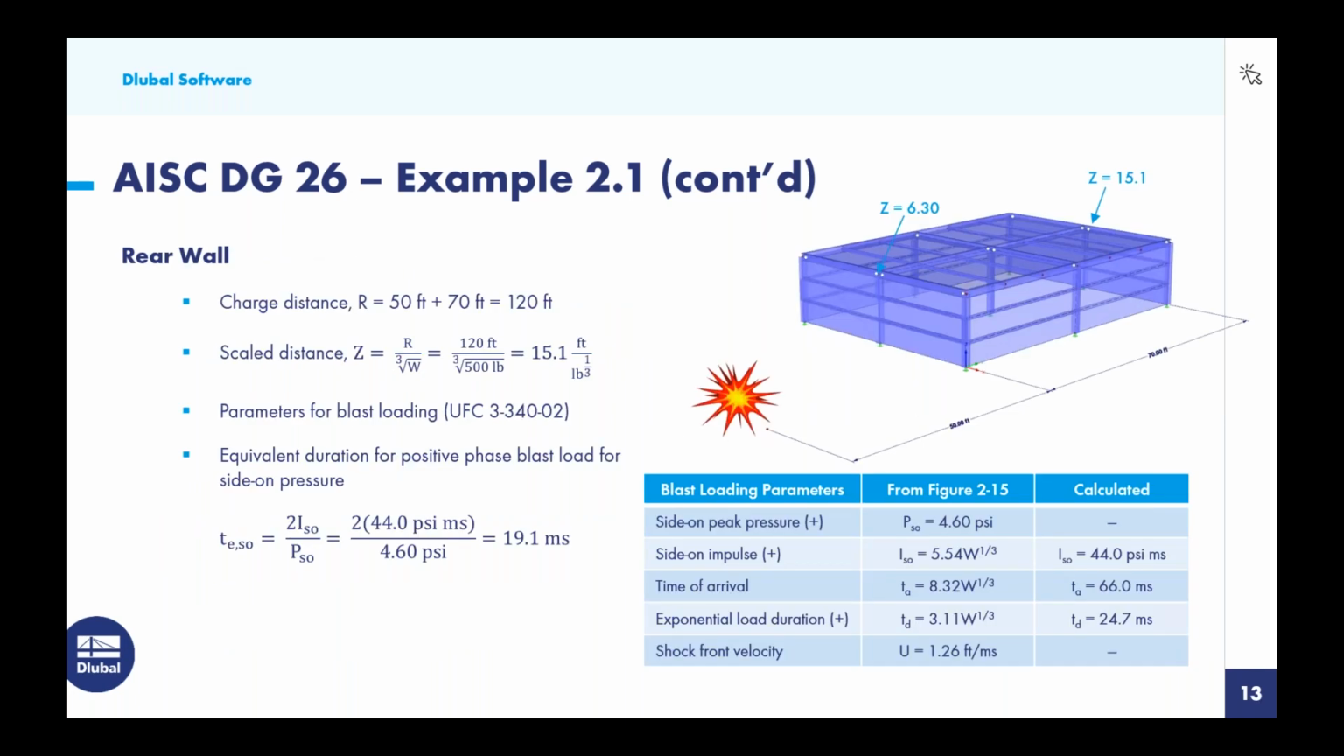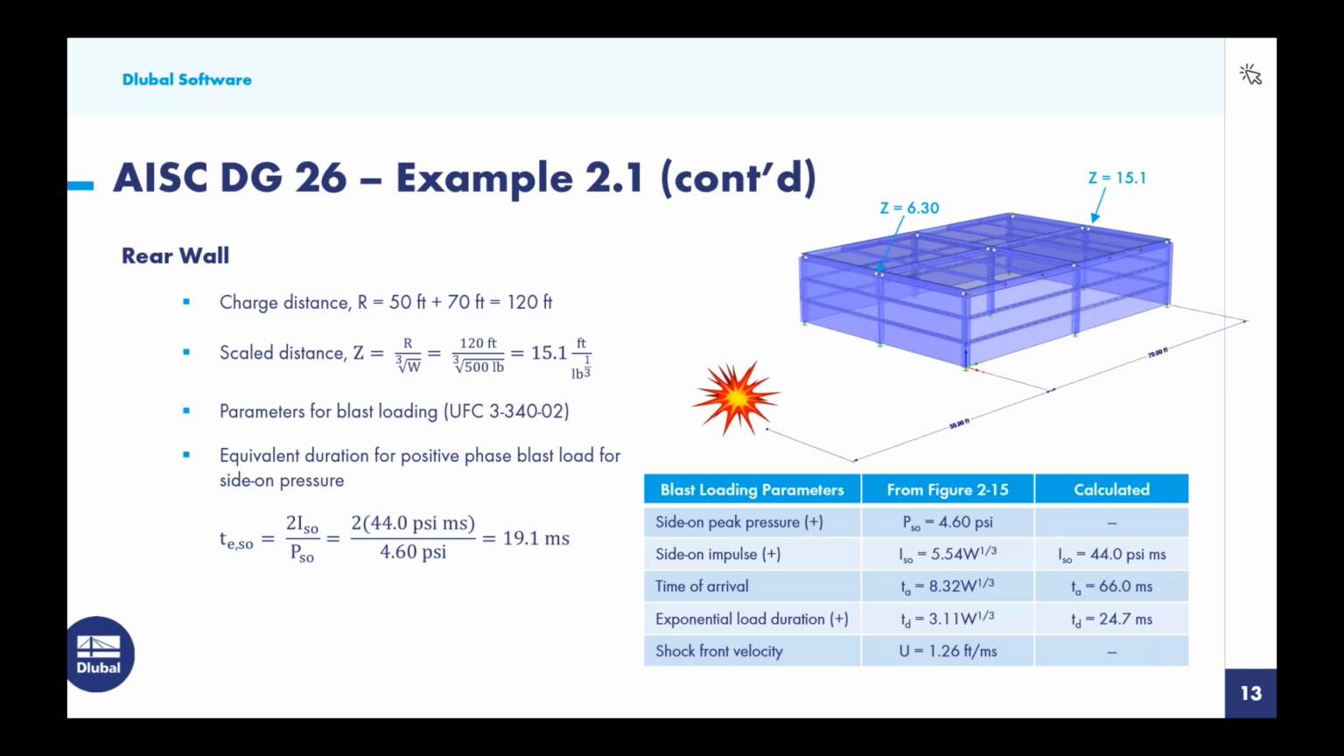Now, the final step here is the rear wall, which is a little bit different than what we just saw with the previous two structure portions. The advantage here is that our charge distance is going to be increased. So we have our blast taking place about 50 feet away from the structure face. Well, we can also consider the full length of the structure here of 70 feet. So our new charge distance is now 120 feet. So we calculate the scaled distance here with that new R value, and we get 15.1. So you can see at the front of the structure, we have Z equal to 6.3. At the rear, we have Z equal to 15.1.